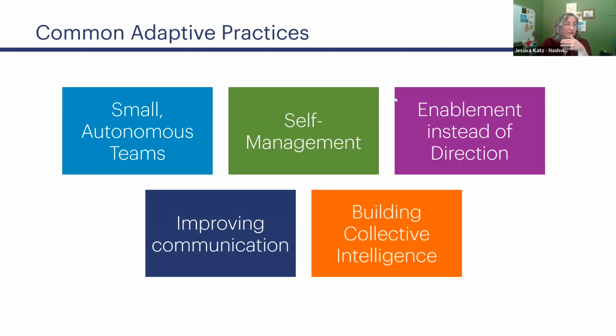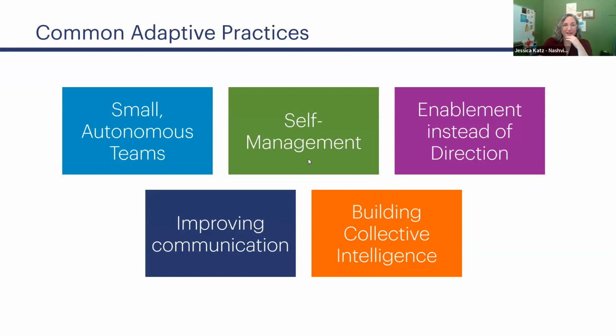So here are some common adaptive practices that can help with that. So small autonomous teams. Now, if you've been in Agile for a long time, we've been singing that song for a very long time, but we want our teams to be relatively small because it reduces the amount of overhead. And we want them to be autonomous, able to make decisions to get their work over the finish line without having to go to a dependent group. If they do have a dependency, then we need to enable collaboration between those two spaces.